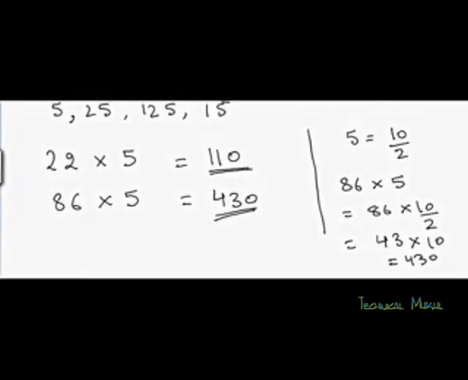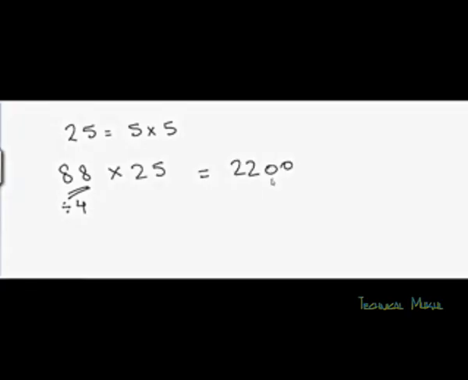Now let's go to 25. If I have to multiply any number by 25, we know that 25 is equal to 5 into 5. So instead of dividing by 2, we will divide by 4. So now suppose I have 88 and I want to multiply it by 25. In this case, I will divide 88 by 4. That will be equal to 22, and then I put 20 in the end. So that is my answer.